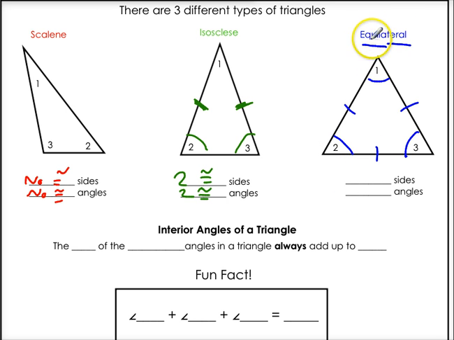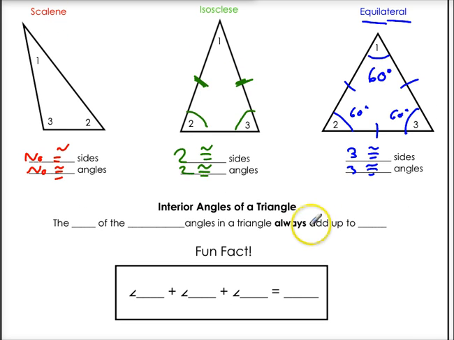Lateral means side and equal means equal. So this has three congruent sides and three congruent angles. Now I'm not going to say this again, but each angle in an equilateral triangle is always 60 degrees. Always. Just putting that out there. They're always the same and it's always 60 in equilateral.